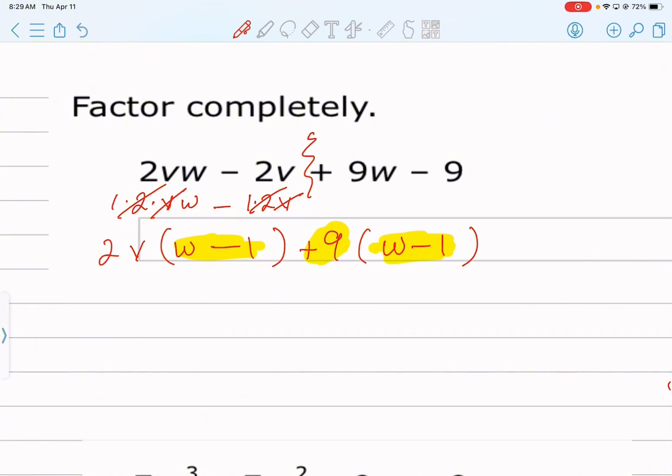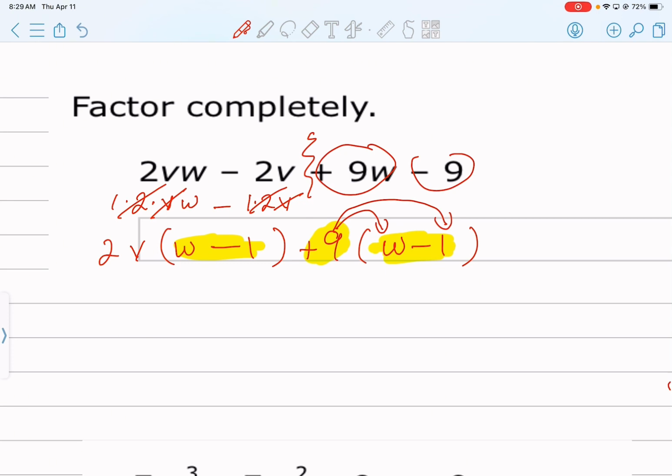Let's distribute. You gotta check it. What is 9 times W? 9W. And what is 9 times minus 1? Minus 9 too. So that's how you know you got it right. Before you go to the next level, always check it, because sometimes you have to change your signs.